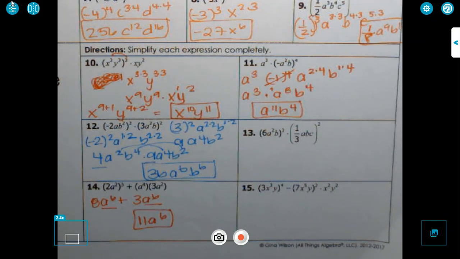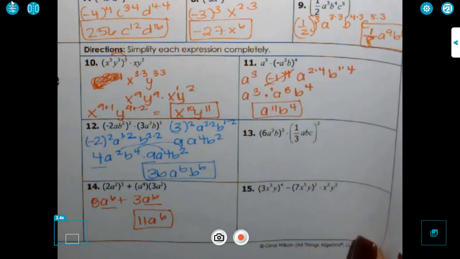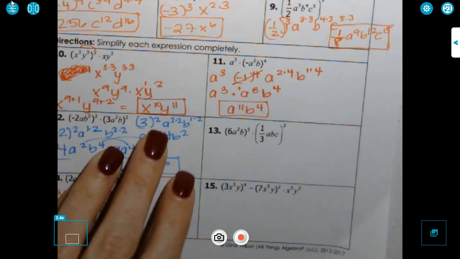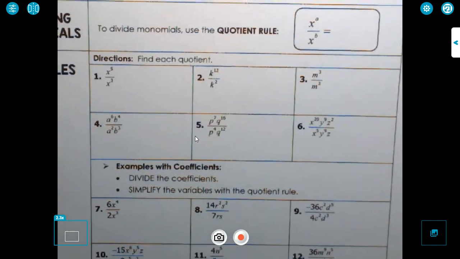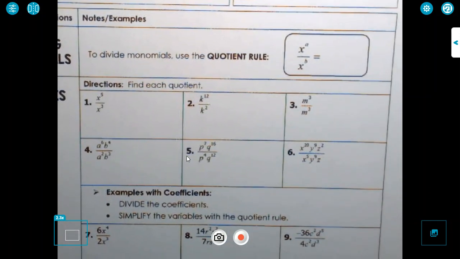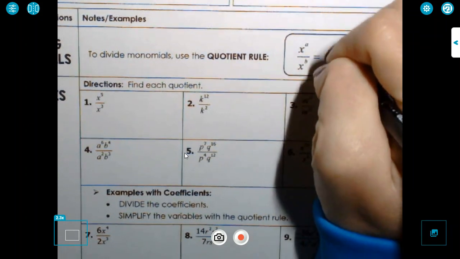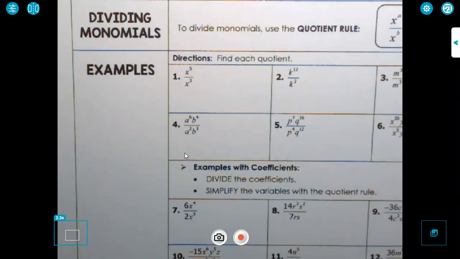Okay, all right. And then the last one that we did on this day was the dividing. Okay. All right, so we did these up here. So for the quotient rule, again, when you divide, you're going to subtract. So we're going to do x to the a minus b. But again, if there are numbers in front, I'll just put it right here, sorry.